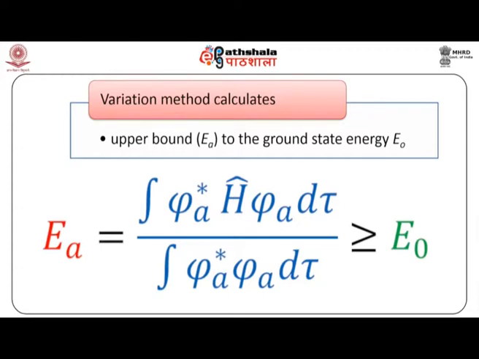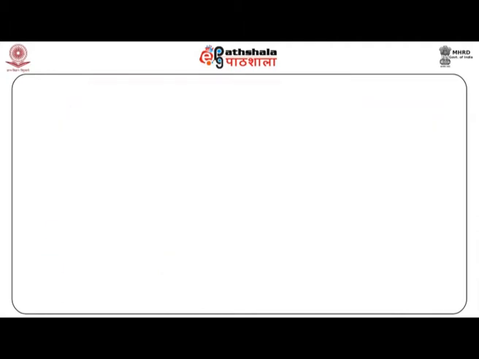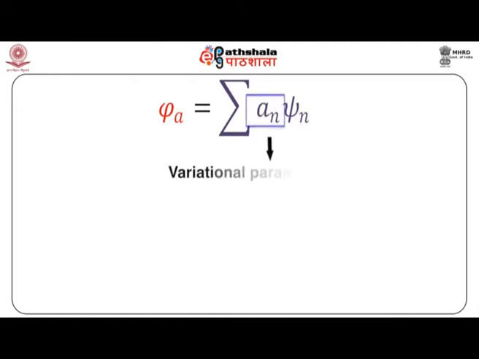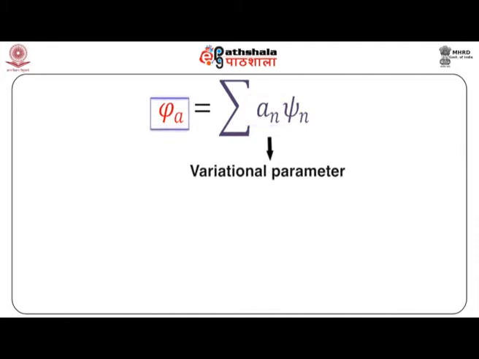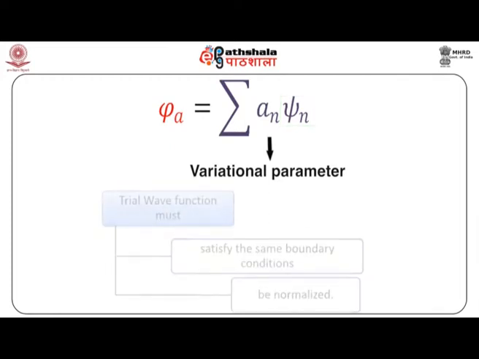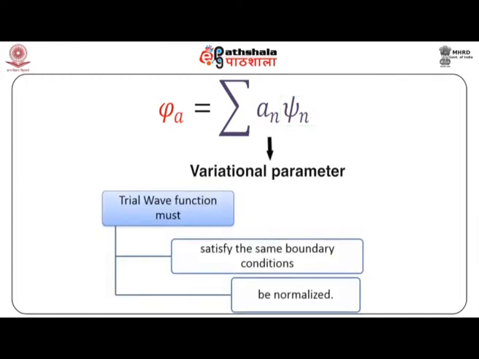A trial wave function can be taken as a linear combination of n linearly independent functions as given in equation 2, where a_n refers to the variational parameters. So, psi A, the approximate function, can be expressed as a linear combination of orthonormal sets of functions psi n. The trial function so chosen must satisfy the same boundary conditions as the exact wave function and should be normalized.